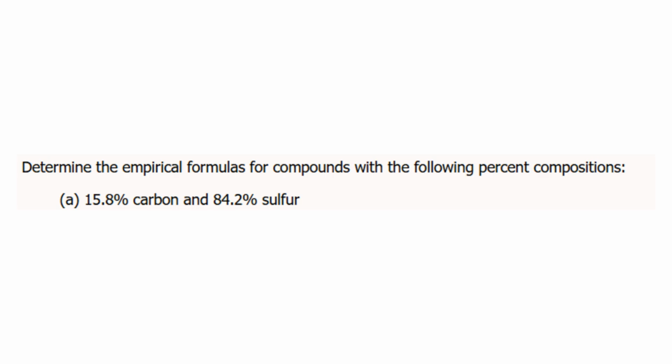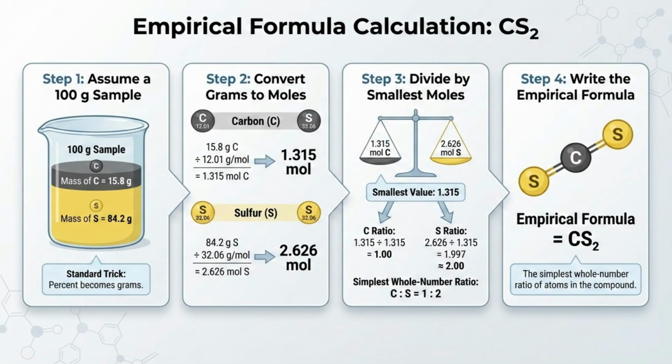The problem asks for the empirical formula of a compound with 15.8% carbon and 84.2% sulfur. Here is the calculation for the compound with carbon and sulfur. By assuming a 100-gram sample, converting to moles, and dividing by the smallest mole value, we find the empirical formula is CS2.